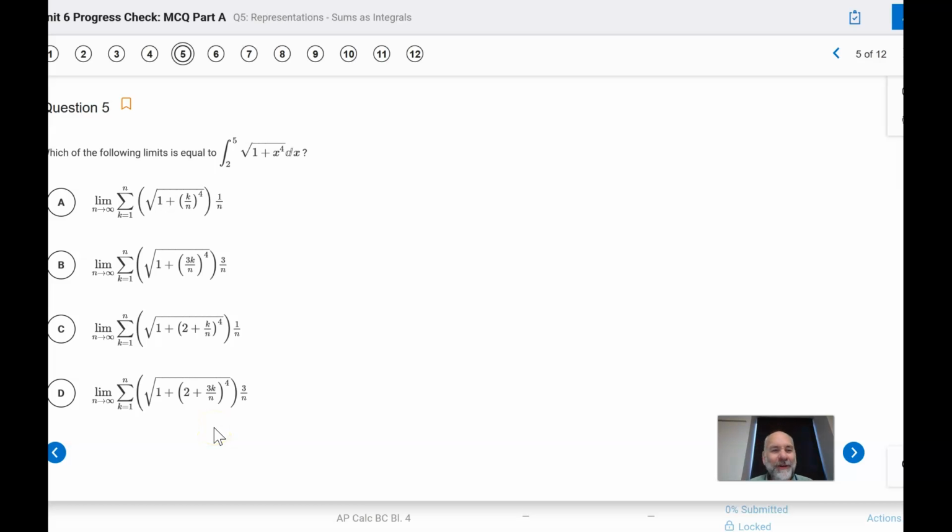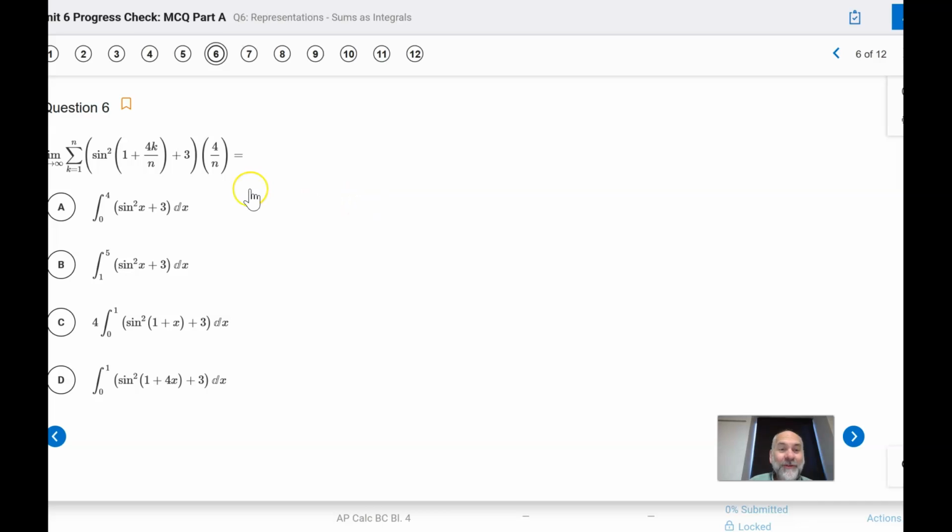Take a look and figure out which one is the right one out of this. This is the kind of thing you need to be able to do with Riemann sums. On the next one, they're working backwards. They're saying, okay, suppose this was your sum, then what was the original problem?